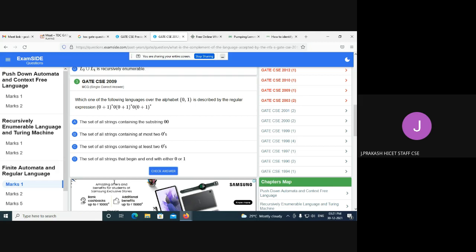Which one of the following languages over the alphabet 0, 1 is described by the regular expression?